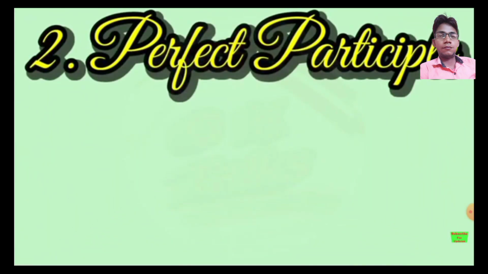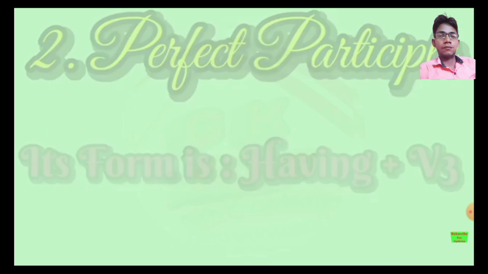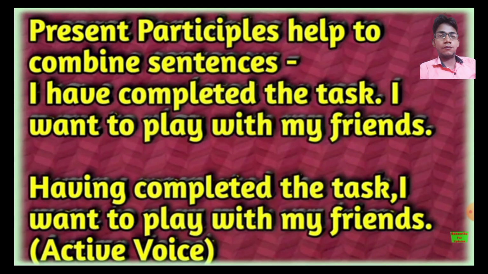Next, perfect participle. Its form is having plus verb third form. Uses of perfect participle. In active voice, having plus past participle, as having done. In passive voice, having been plus past participle, as having been done. Perfect participles help to combine sentences, like having completed the task, I want to play with my friends.